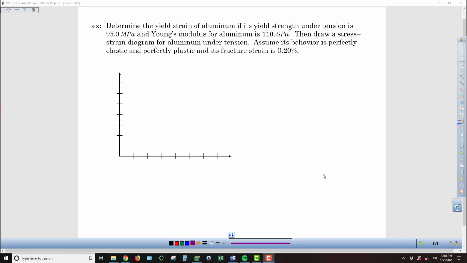So in the example here, we're going to generate a stress strain curve for an idealized aluminum under tension. So that's why we're only dealing with the first quadrant, not the third quadrant. If we were under compression, then we would have a third quadrant graph. So we've got the yield stress, so our sigma yield is at 95 megapascals, and Young's modulus is 110 gigapascals. So the first thing we're going to need to do is figure out what the yield strain is, because that's going to be the point on our curve.